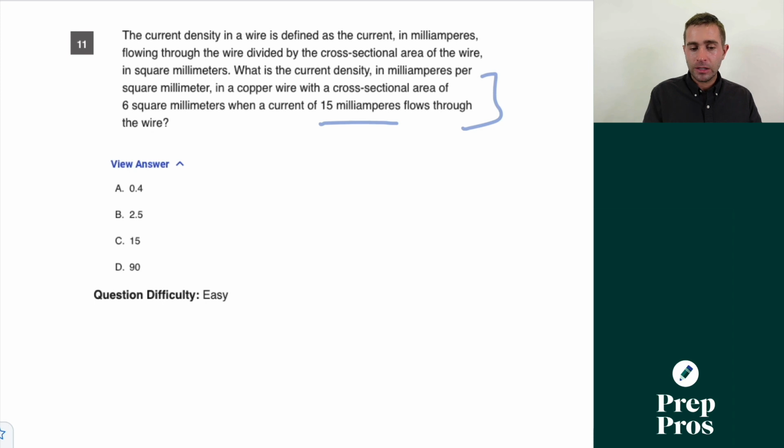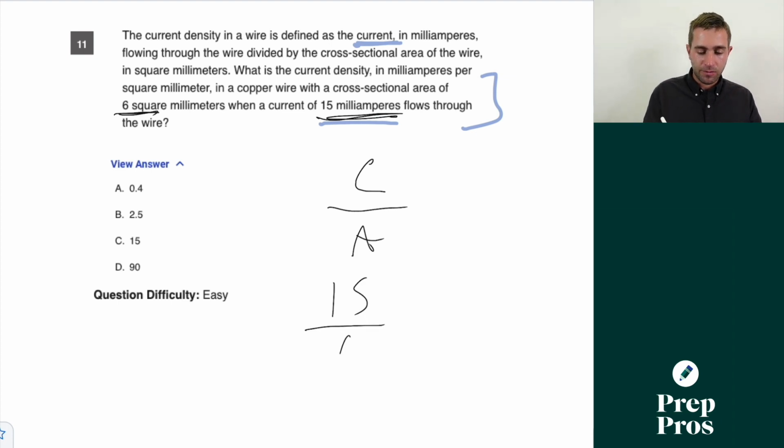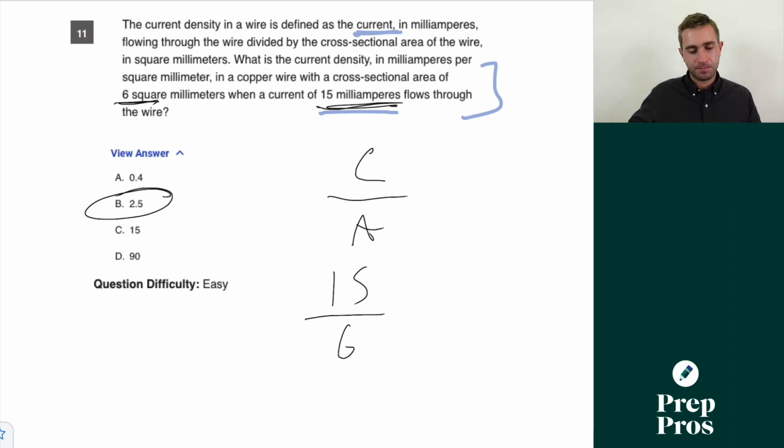So the current density is defined as the current divided by our cross-sectional area. All we're doing here is we have a current of 15, we have a cross-sectional area of 6, so we're simply doing 15 over 6, which is going to give us 2.5.